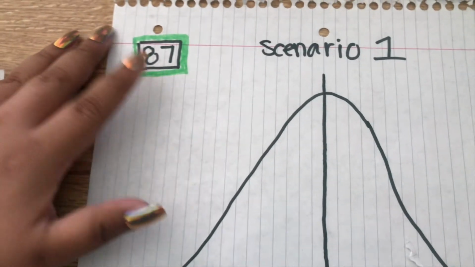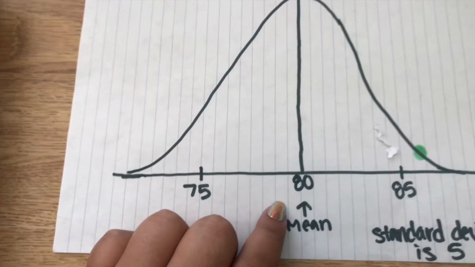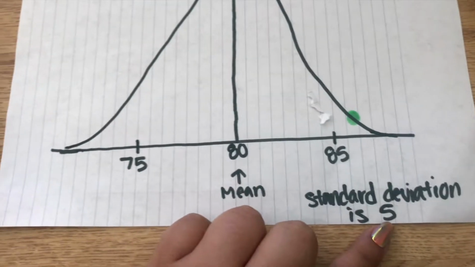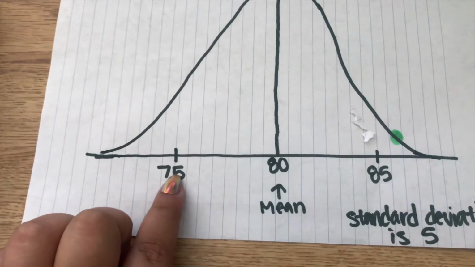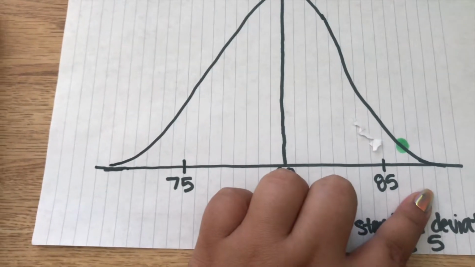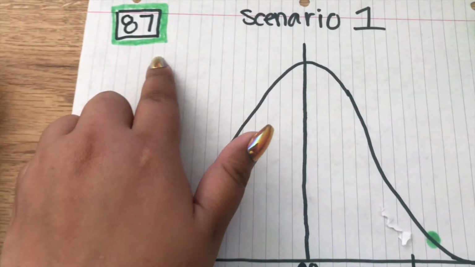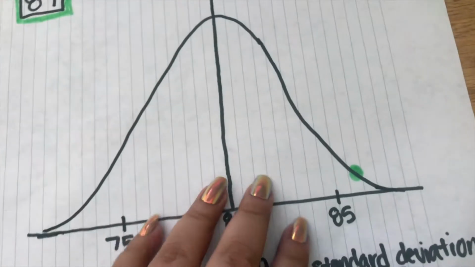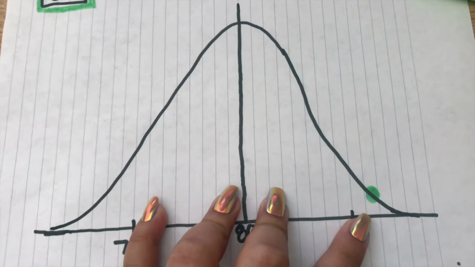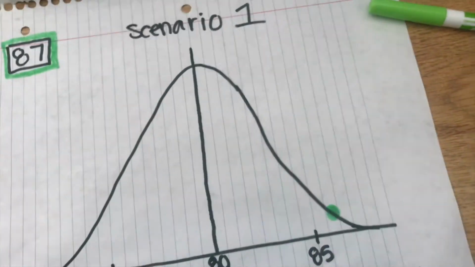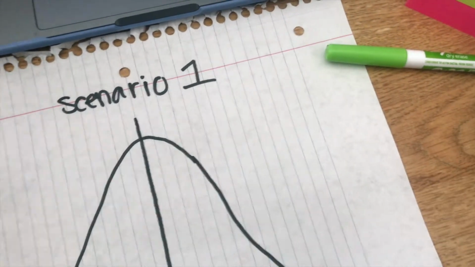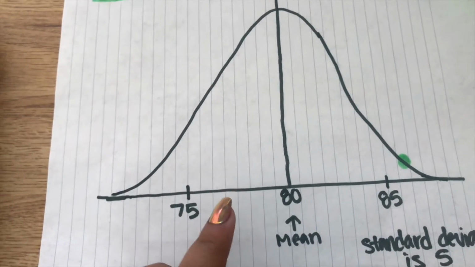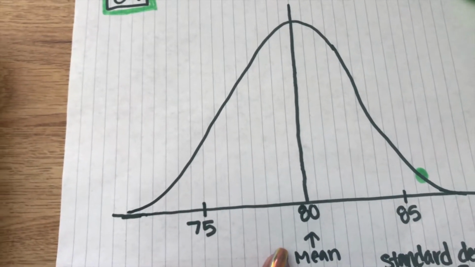In scenario 1, our mean is 80, and our given standard deviation is 5. Therefore, it's going to be spread 5 units apart. And since our score is 87, it's going to go a little bit past 85. But this doesn't give us the highest score because the deviations are too far apart. So scenario 1 isn't the answer.